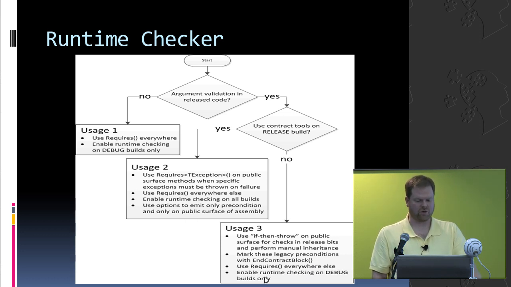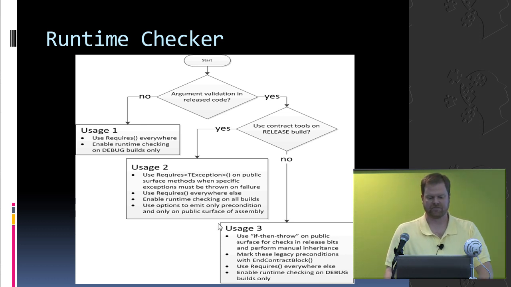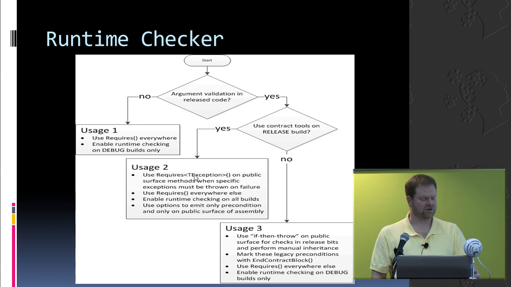And just like with usage 1, use requires everywhere just in your debug configuration. But if you want to go full on code contracts, you want usage number 2. So you're saying when I go release, I want it to rewrite my MSIL and stick all that stuff in, and that's when, as we can see here right up top, we can use the requires T exception on the public service methods.